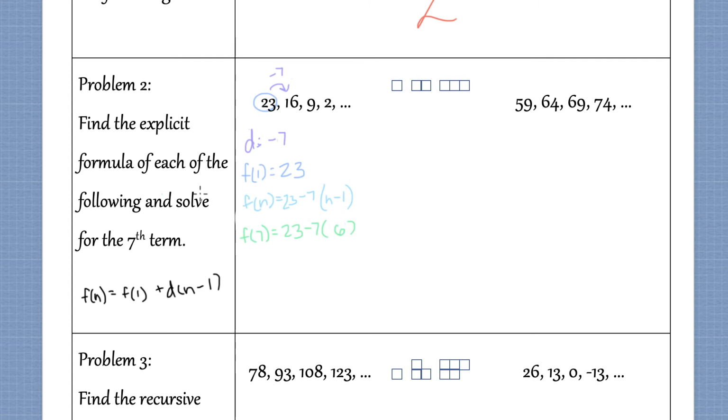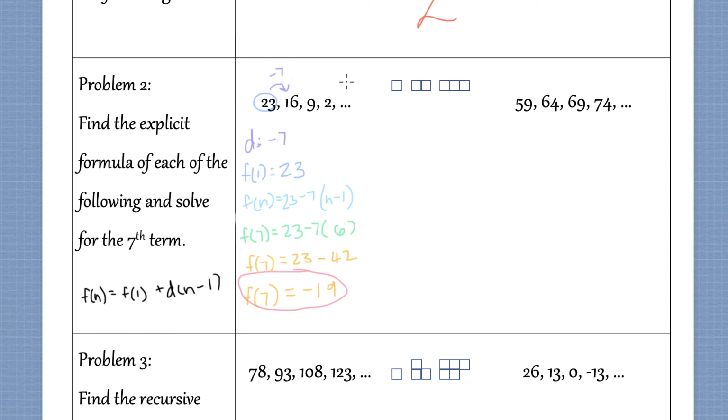And so now we're going to go ahead and solve this. And so let's say f of 7 is equal to 23 minus 7 times 6. So -7 times 6 is -42. So minus 42. And so f of 7 is equal to 23 minus 42, which is equal to -19. And so that right there is going to be our answer.